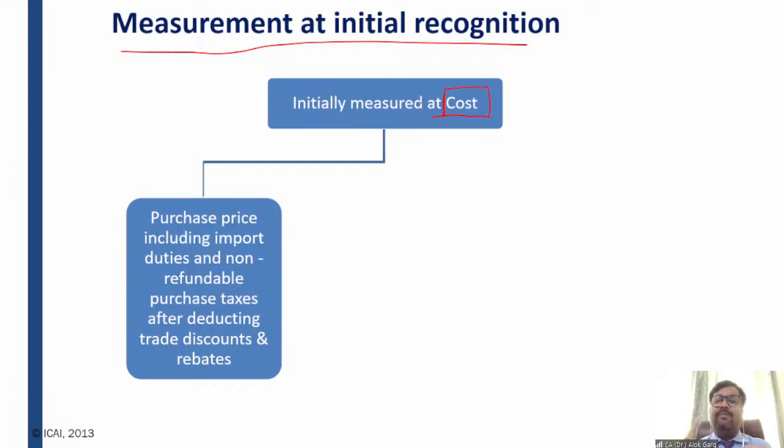So what is the general principle? The general principle says that any cost which is incurred for bringing the asset into the location and condition necessary for it to operate as intended by the management. Any cost incurred to bring the asset into the location means any cost incurred to bring the asset into the factory of the company, right? Bringing into the location and condition.